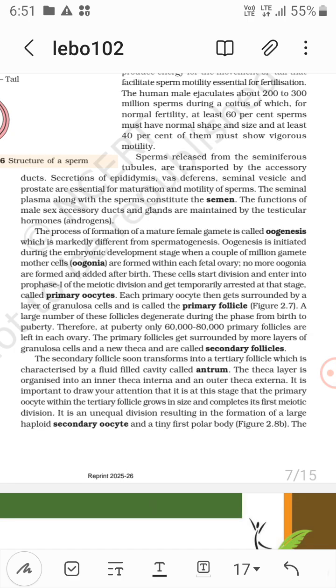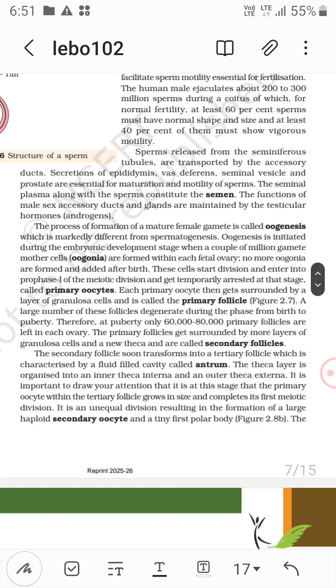Oogenesis is initiated during the embryonic development stage when a couple of million gamete mother cells, that is oogonia, are formed within each fetal ovary. No more oogonia are formed and added after birth. These cells start division and enter into prophase 1 of the meiotic division and get temporarily arrested at that stage, and are called the primary oocytes.